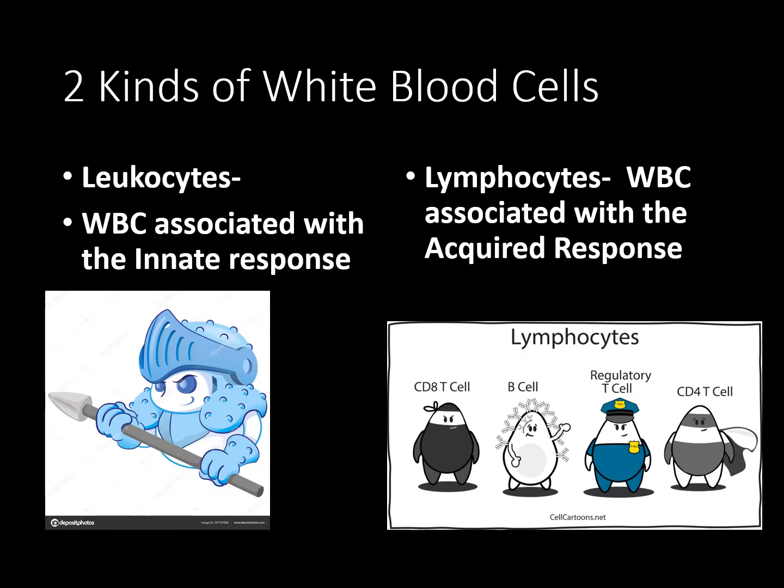And I mentioned yesterday that there were two different types of white blood cells that we were going to talk about, leukocytes and lymphocytes. Remember that white blood cells are also called phagocytes. That's just all of them together are phagocytes. These are the two main groupings of them, leukocytes and lymphocytes. Lymphocytes are the white blood cells that are associated with the acquired response, and that's what we're going to look at today.